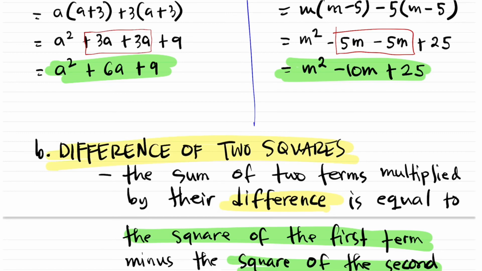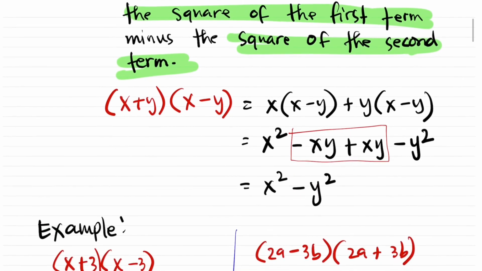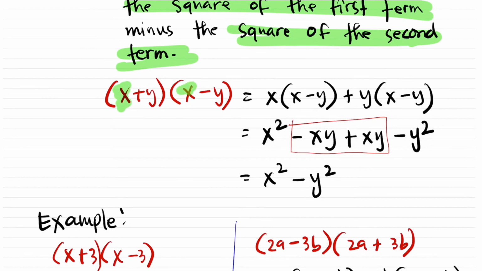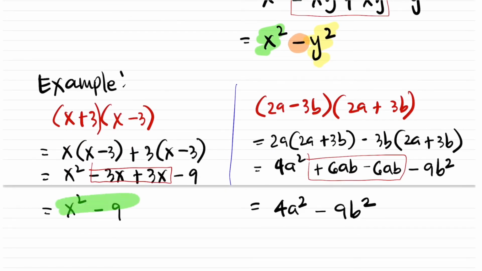Now we have difference of two squares. Remember this, the sum of two terms multiplied by the difference is equal to the square of the first term minus the square of the second term. Alright, so if you have the first term, you multiply that, so you have the square. If you have the second term, your answer is this, and the sign in the middle would be difference. So we have now the answer here, that would be the difference of two squares. So this is just the first two types of special product that we can use when we simplify grouping symbols and we use binomial products.